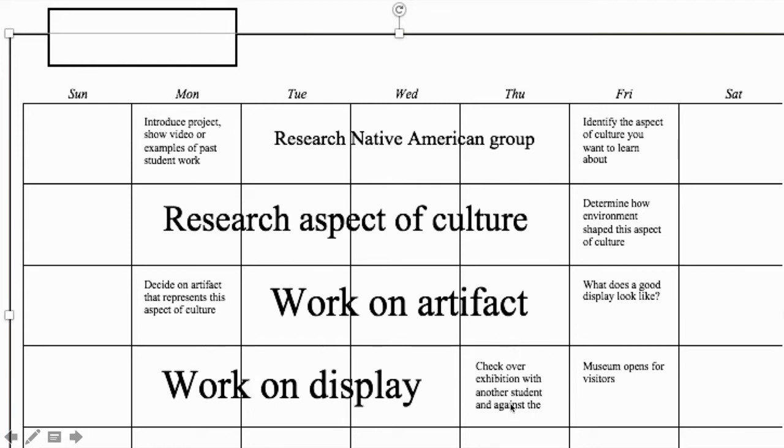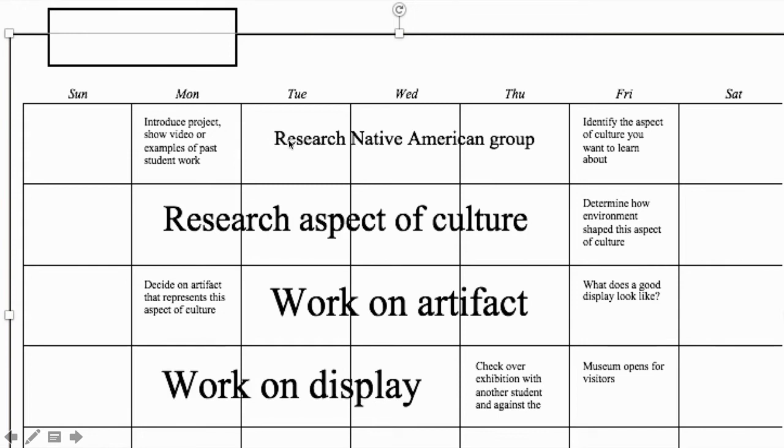So here's checking their display. Here's working on their display. Here may be an opportunity for direct instruction. So what does a good display look like? I could either direct them to websites for museums so they could check out particular museum displays, or I might have a mini lesson on that, which I've recorded and put online for them to look at. And same thing with the artifact. They're going to work on their artifact, and then so on and so forth until we get to the very end.